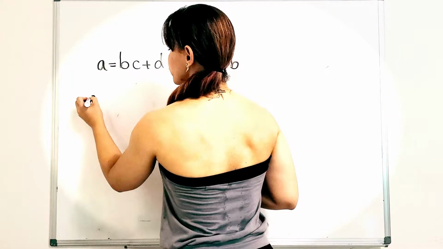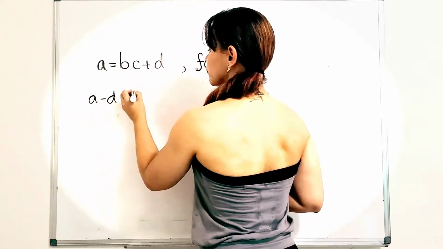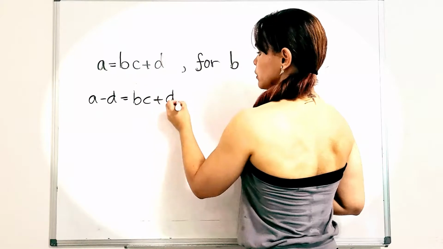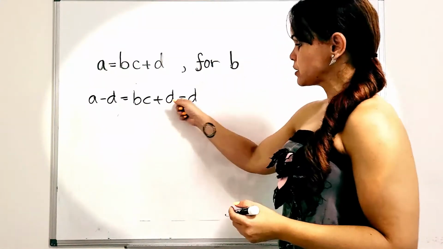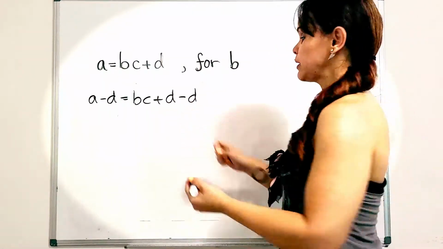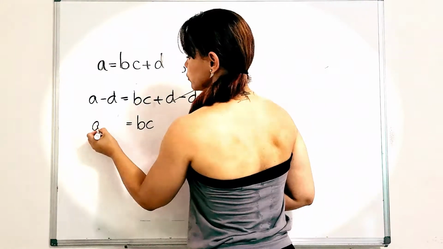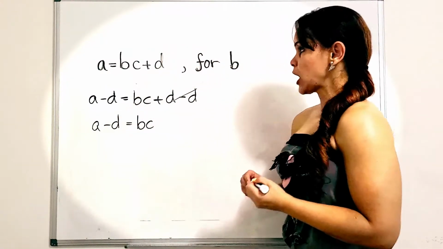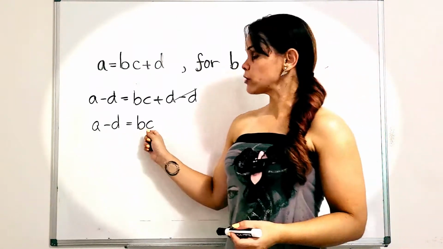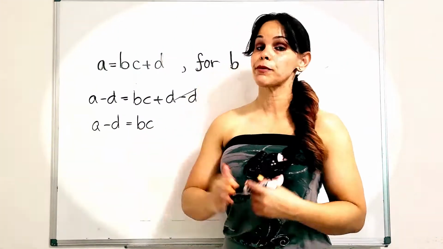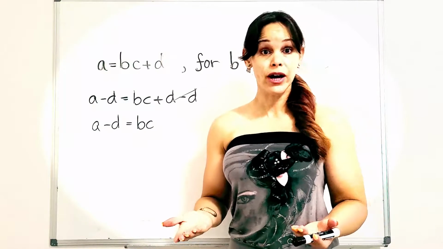So I'm going to subtract d on both sides of the equality, such that this is going to cancel out. This is going to give me 0. So I can write b multiplied by c equal to a minus d. Now I would like to solve for b. Okay, so it is multiplied by c. So what's the opposite of multiplying? It's going to be dividing by c.